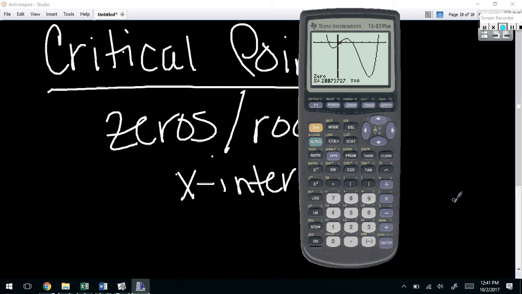All you have to do is hit second and trace, to the right bound. 3 is good. 3 from the critical point. 3 from the critical point. You just need the graph.